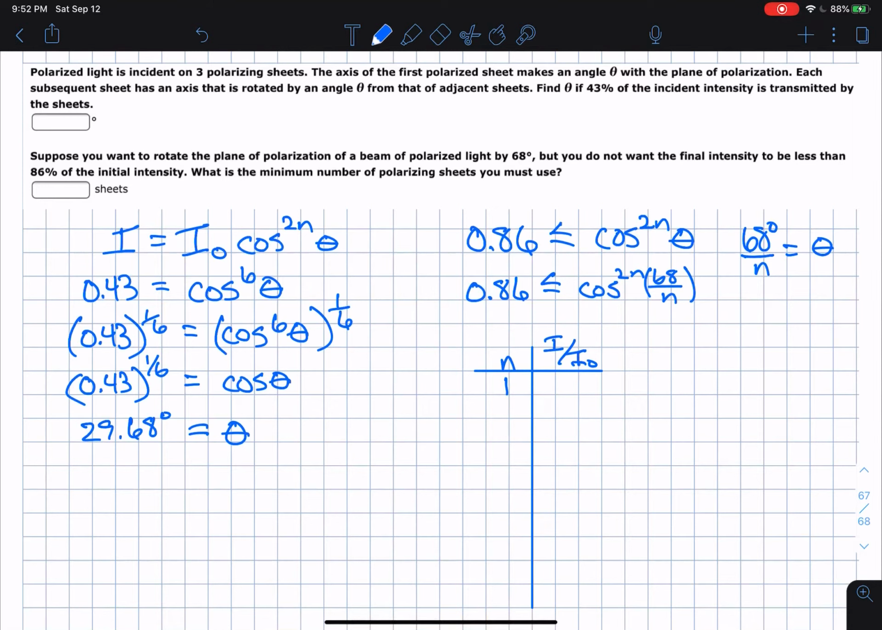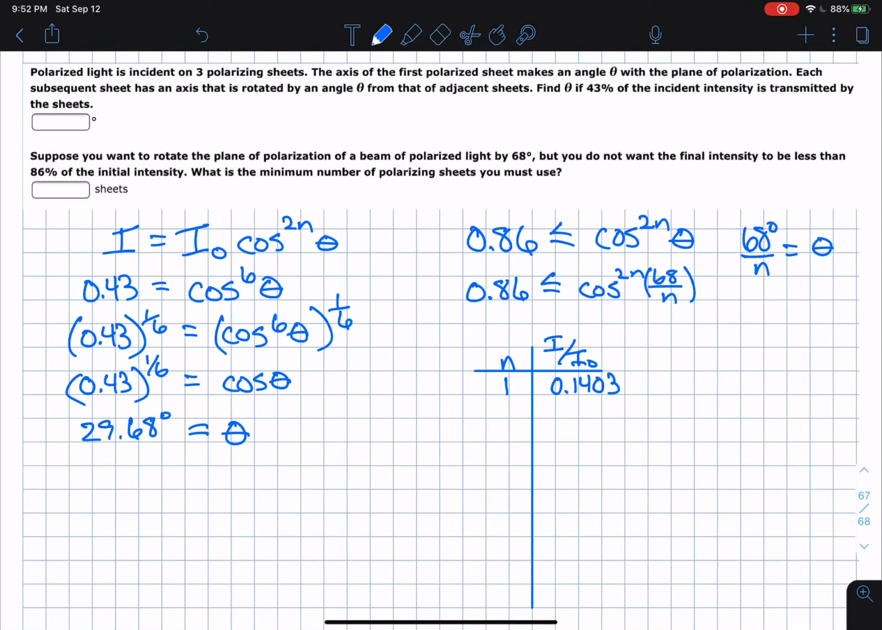So I'm taking the cosine of 68 divided by 1, which is just 68. So cosine of 68, and then I'm going to square that. The cosine of 68 is 0.3746, and then I square that. That works out to be 0.1403. Obviously, that is not greater than or equal to 0.86, so I move on.